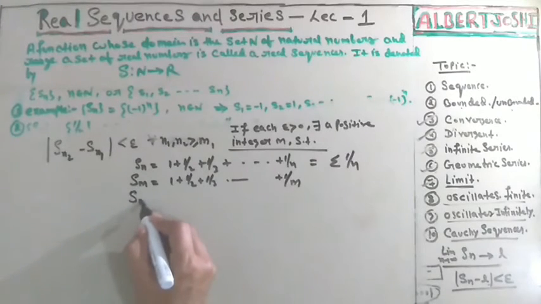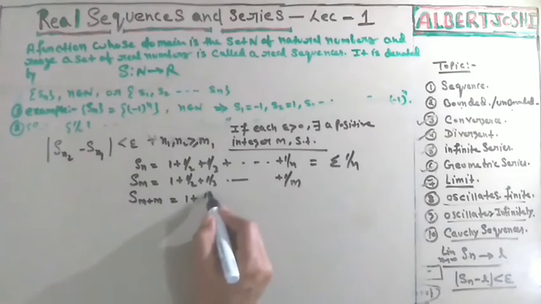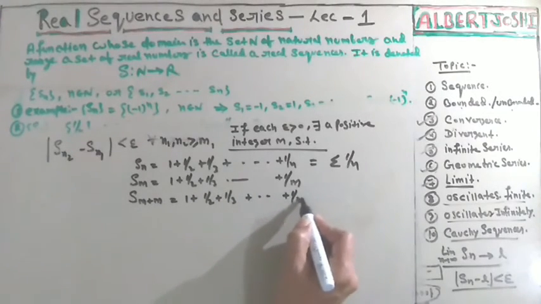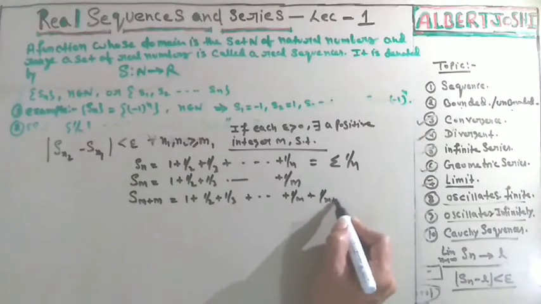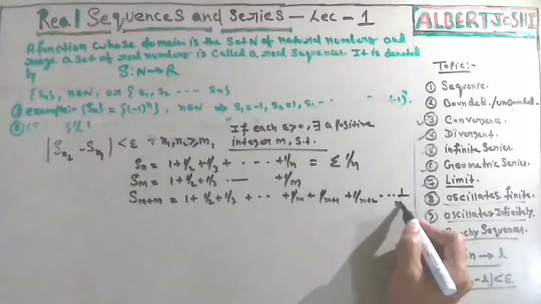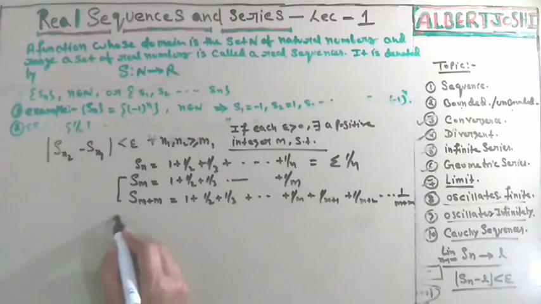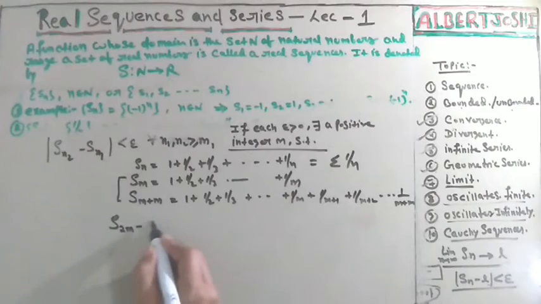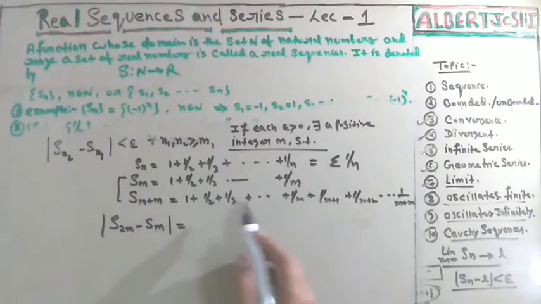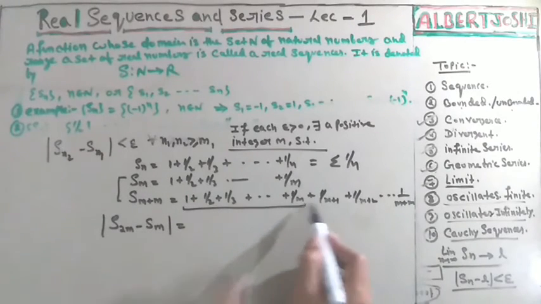Okay, what about S(m plus m)? It means that we have 1 plus 1 upon 2 plus 1 upon 3 and so on, plus 1 upon m, plus 1 upon m plus 1, plus 1 upon m plus 2, and so on, plus 1 upon m plus m. Okay, now we will subtract these two values, S2m minus Sm. Then you can see that if we subtract this from this, this value will be cut.